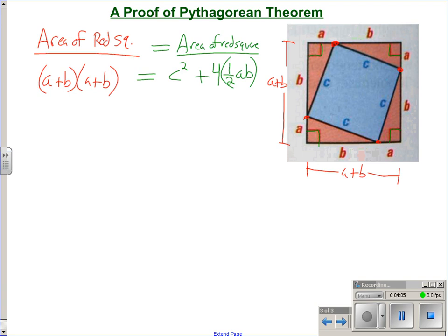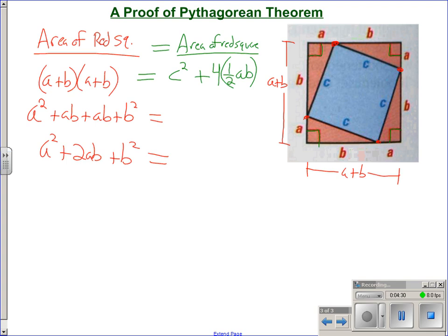Okay, for this first one in red, a plus b times a plus b, just do some foiling. a times a is a squared. The outside terms is a times b. The inside terms is also a times b. Plus the last terms, b times b, which is b squared. We simplify this a little bit. a squared plus 2ab plus b squared.